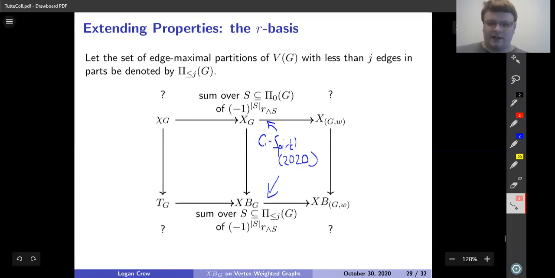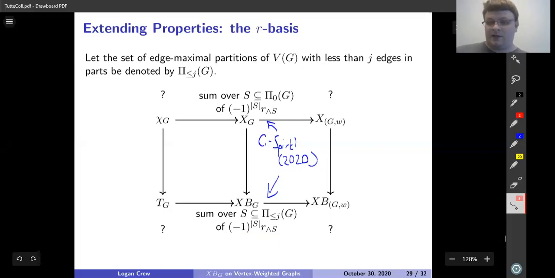On XB, we no longer require our partitions to be into stable sets, into sets of vertices with no edges inside. But for each J separately, we can actually do this intersection on every partition of the graph that's maximal and such that there are less than or equal to J edges within parts, and still do this alternating sum, inclusion-exclusion-y looking thing.